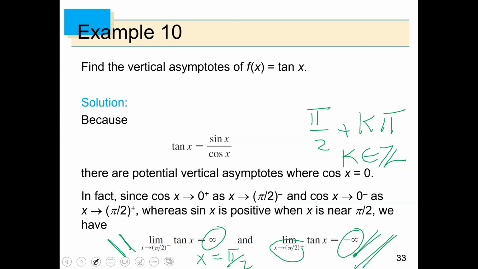But of course, here you need to find both of them, since sometimes the limit to the right is not equal to the limit to the left. So you may have different vertical asymptotes. Okay, so remember this, please. Not all the time do the right and left have the same value in the limit.